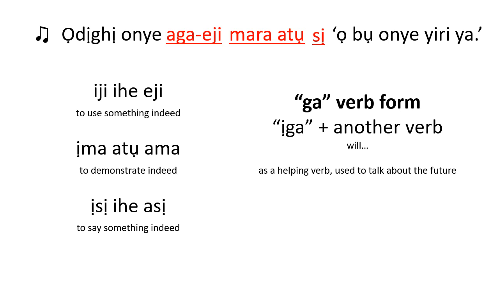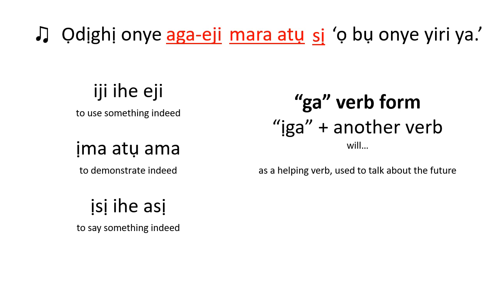Back to the table. For the adverb part of each of the verbs in the table, I've only included the participle or cognate because that's the type of adverb that we'll need to combine with the helping verb ega after we change ega. We're only doing it for iji ihe, but I included it for the other 2 verbs as well. So we have iji ihe eji, ịma atụ ama, ịsị ihe asị.